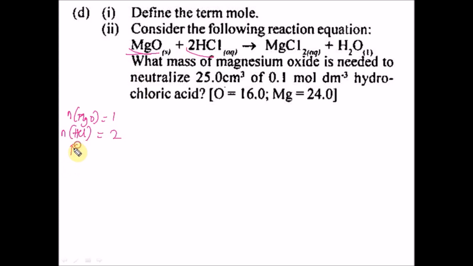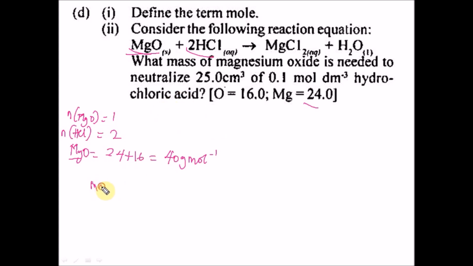So here the molar mass of magnesium oxide: magnesium has a mass of 24, oxygen has a mass of 16. When you add this together, you have 40. You know that molar mass is measured in gram per mole units. But the question is asking what is the mass of magnesium oxide that we use to neutralize this mole of hydrochloric acid.